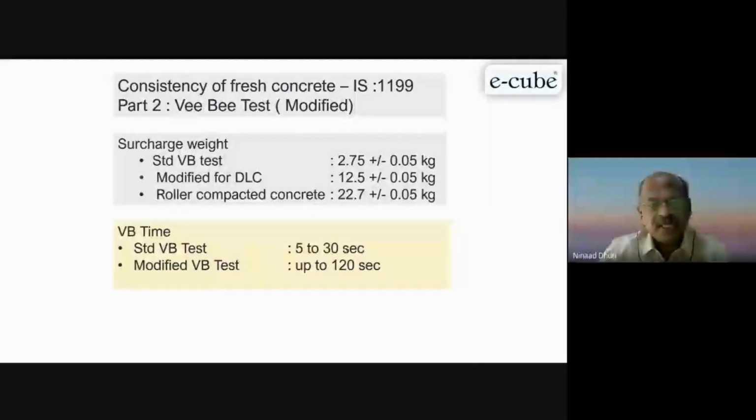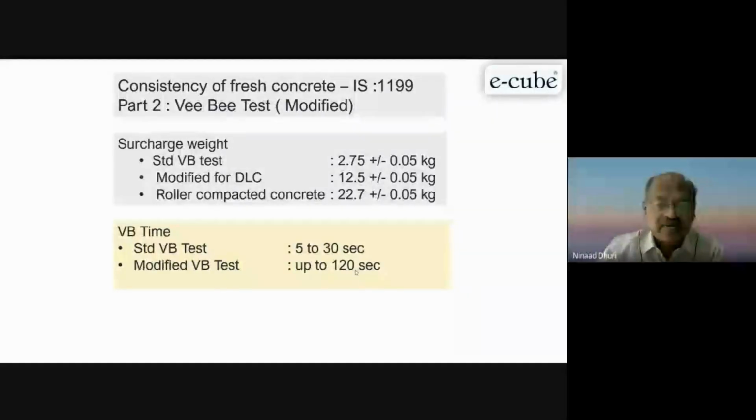That is what we call the VB time. It ranges from 5 seconds to 30 seconds. Suppose it is around 20-30 mm slump, it will take more time. If you take 100-120, it will take less time. So this is an indication of how much time I have to vibrate my concrete. Now once you increase your weight as per the application requirement, you can go up to 2 minutes, 120 seconds.